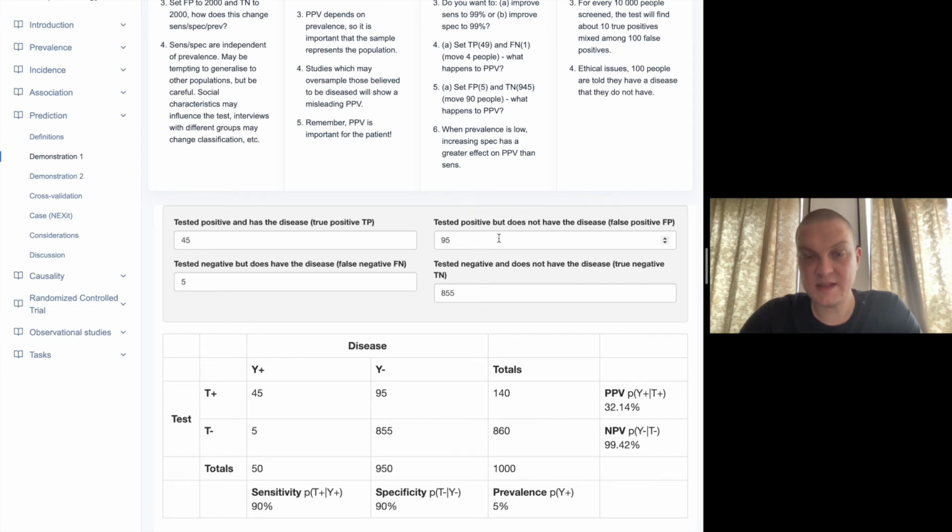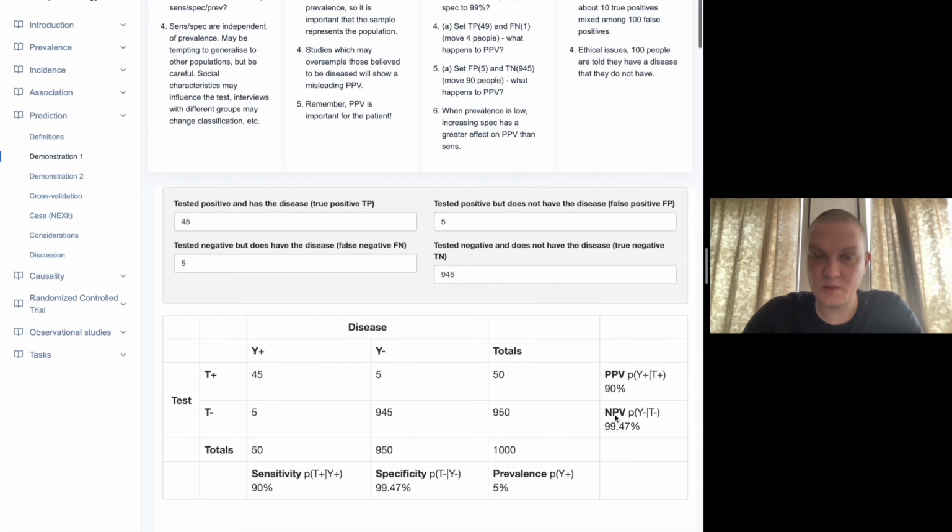What if we try to increase specificity instead? So how would we do that? Well, here we have, among the ones who do not have the disease, these people, we want to increase the number of negative tests. So we want to move some of these down here. So let's move 90 of these down here. So we go 5 here, and we go 945 here. We have a much higher specificity of our test now, and the positive predictive value is suddenly 90%.